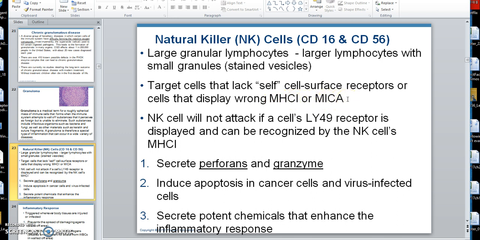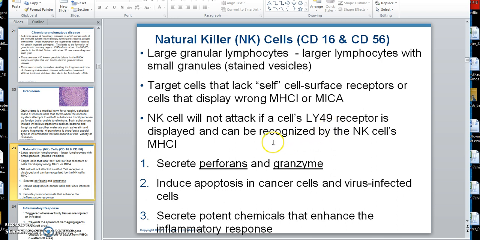So if the cell displays the wrong MHC, which we'll later call the major histocompatibility complex, or a MICA, it will attack. Now, a no-kill sign that cells sometimes display is an LY49. So an LY49 receptor placed out is like a flag that says, hey, I'm fine inside, keep going. Unfortunately, we have found recently that cancer cells have found a way to put LY49 out. What does that mean? It would ignore it and the cancer could grow quicker.